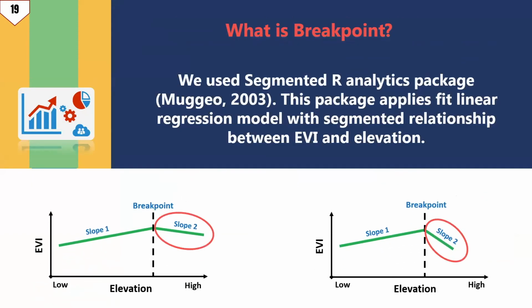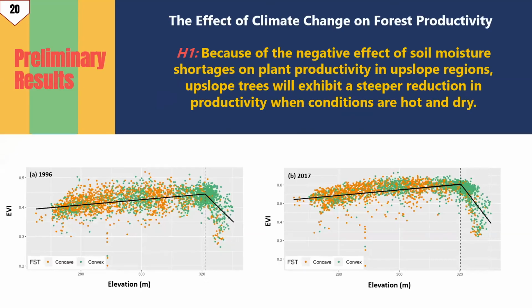Before we go to the results section, I would want to define breakpoint. Breakpoint is associated with a significant shift in EVI value at a certain elevation, and thus a statistical assessment of the slope before and after the breakpoint can reveal a complex relationship between EVI and elevation. In this schematic figure, breakpoint is represented as a black dashed vertical line.